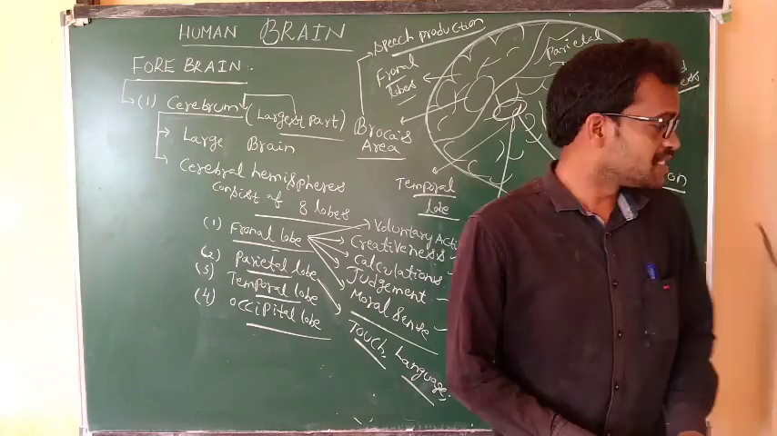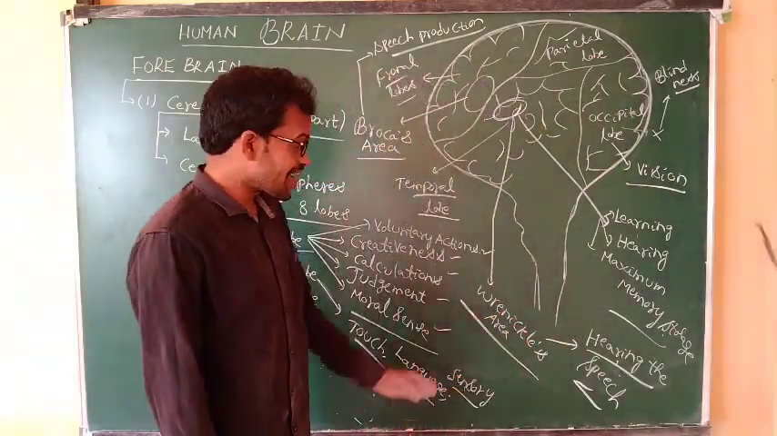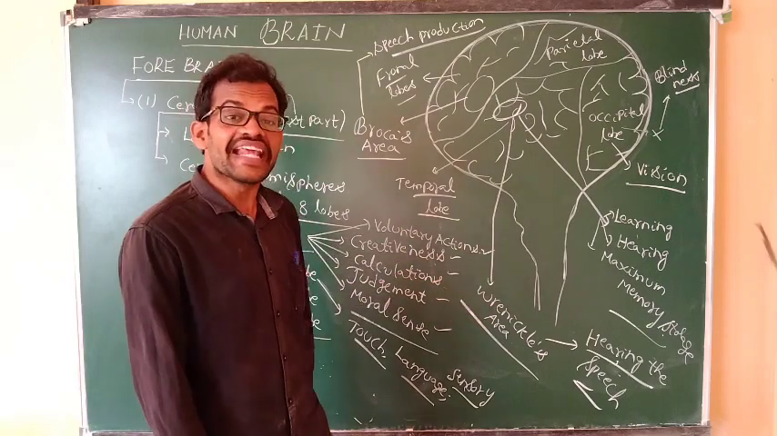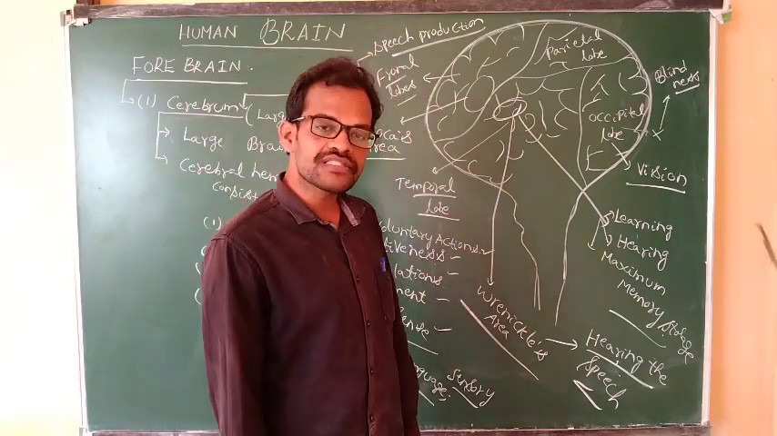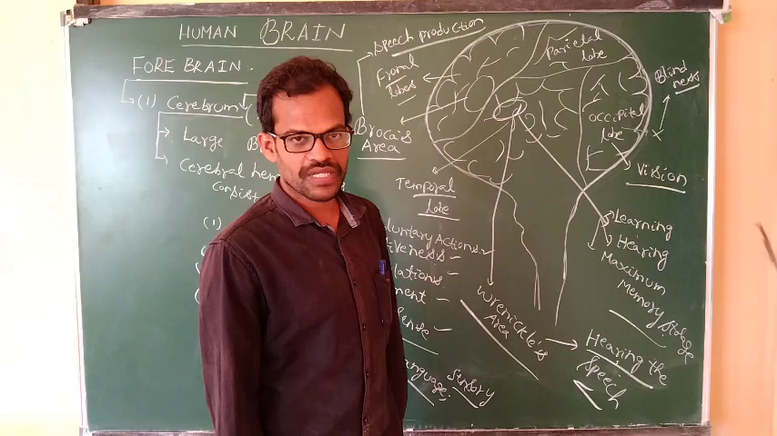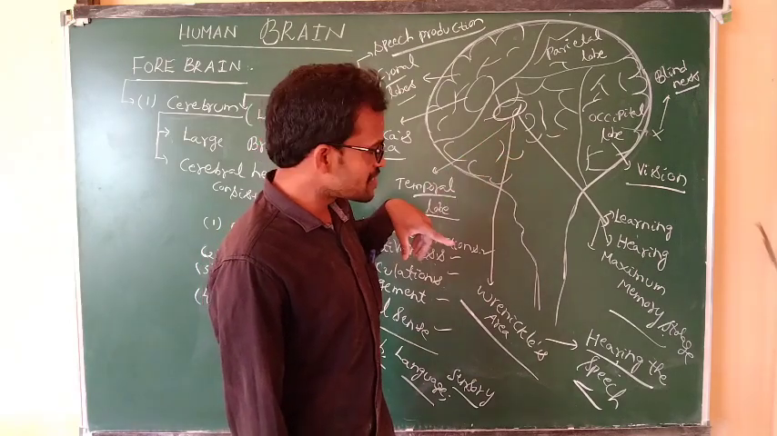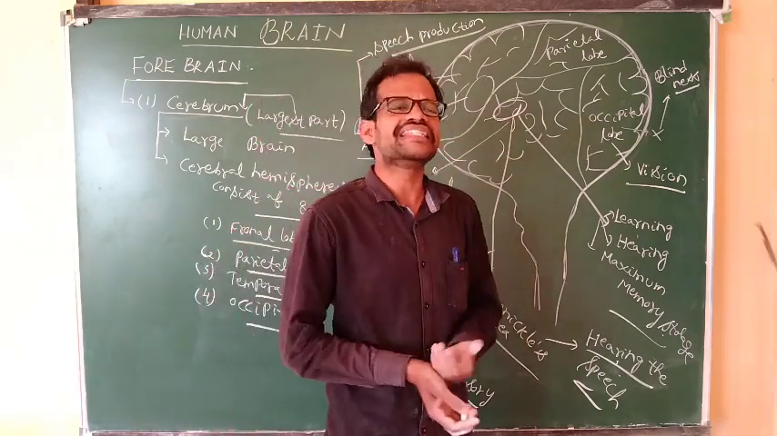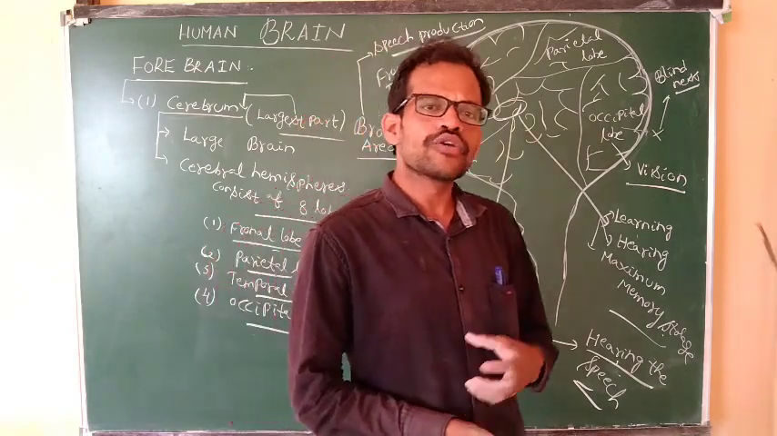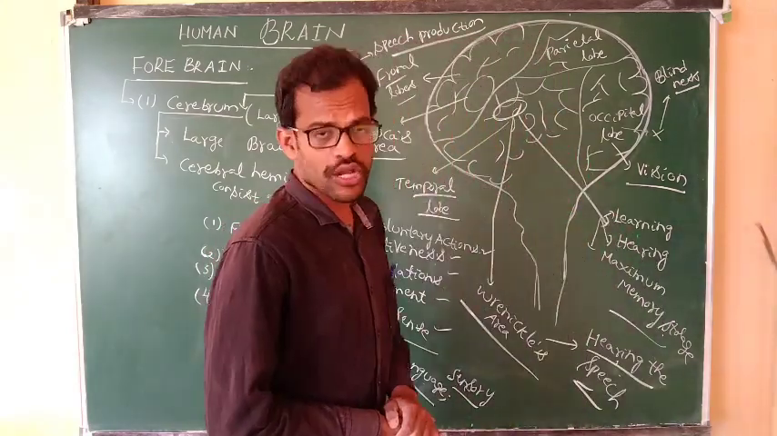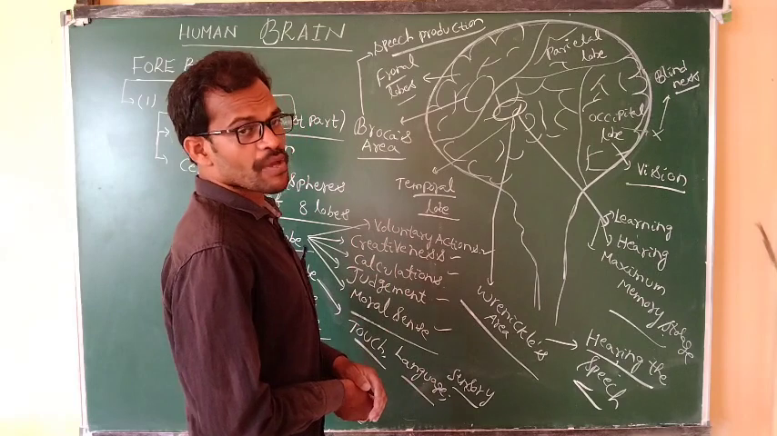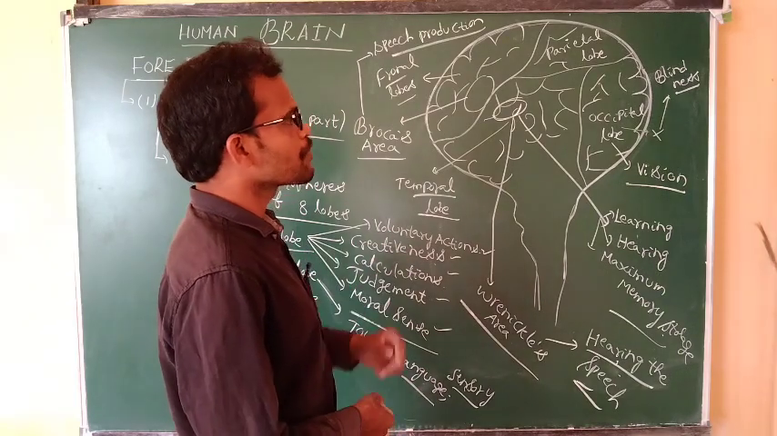For example, if Wernicke's area in our brain is damaged, these neurons are damaged, which means you are not learning anything. You are not hearing anything. You are not storing any memory also. The maximum storage is in the temporal lobes.